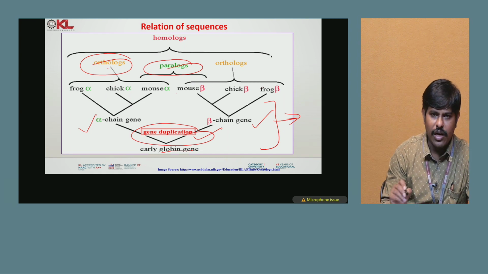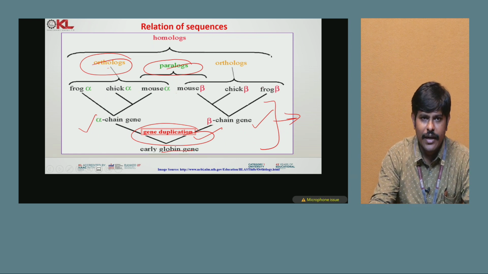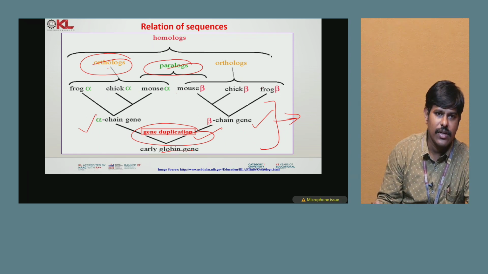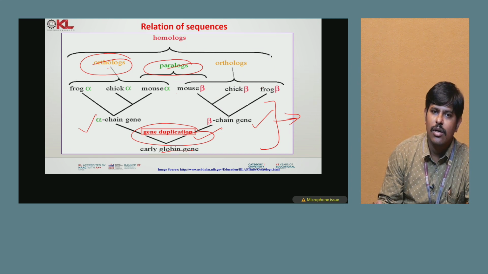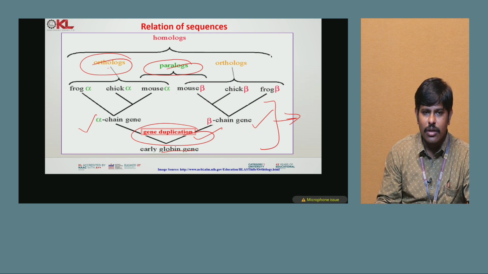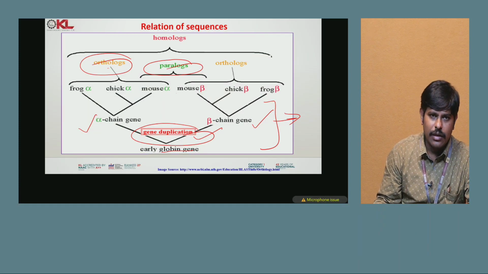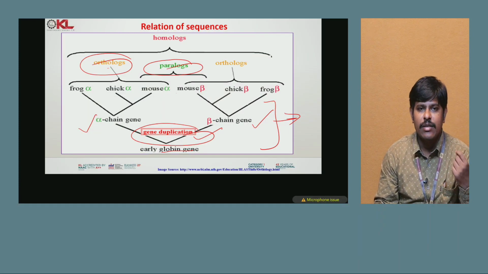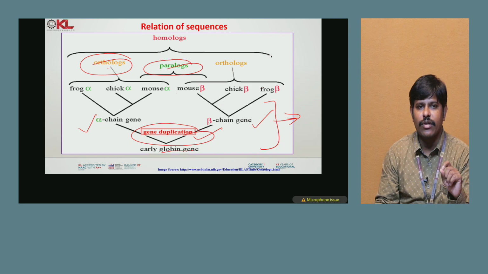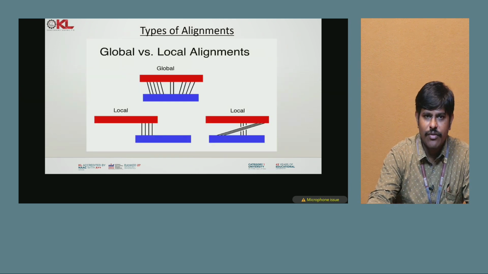So orthologs and paralogs together are defined as homologs. Like this we can relate sequences as orthologs, paralogs, or in the broader sense homologs, based upon gene duplication and speciation events. When we say two sequences are homologs, that means they have the same function and similarity of more than 25% for proteins or 70% for DNA. So these are the definitions.